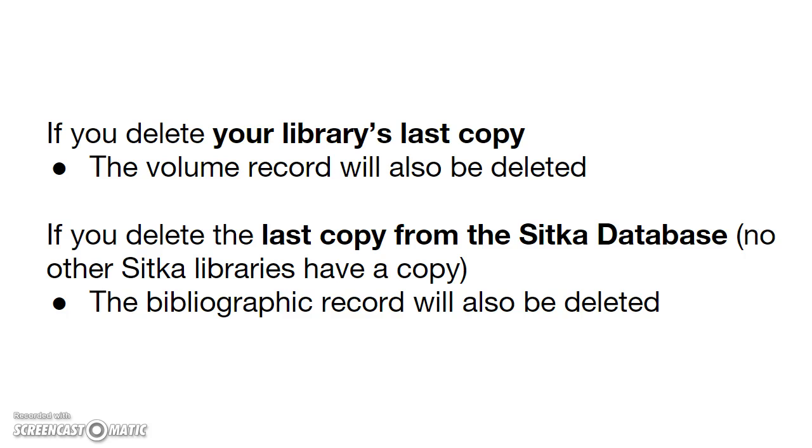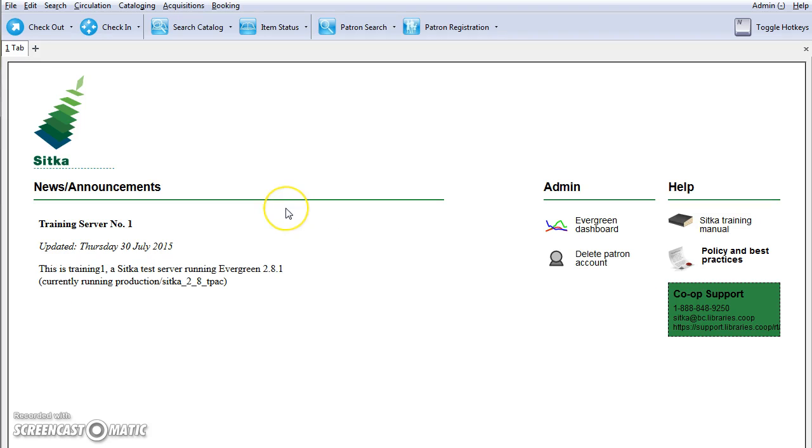So in most cases, you only need to delete the copy record. Evergreen will delete the volume and bibliographic records automatically. If you have the items in hand, the fastest way to delete them is via the Item Status interface.